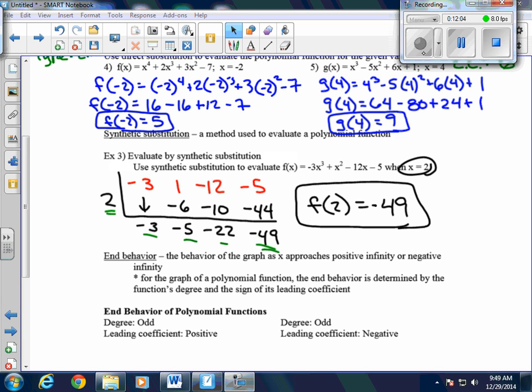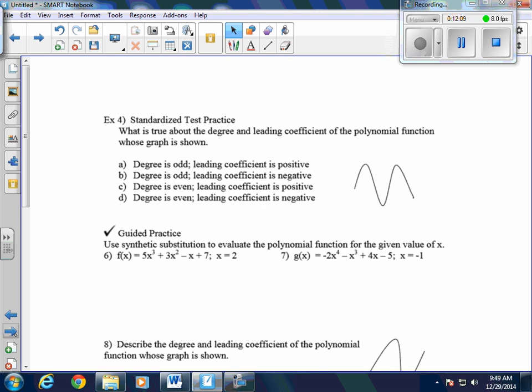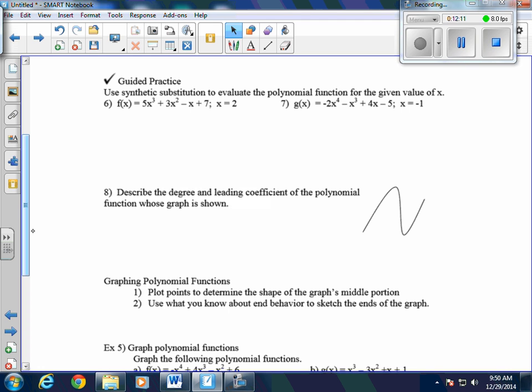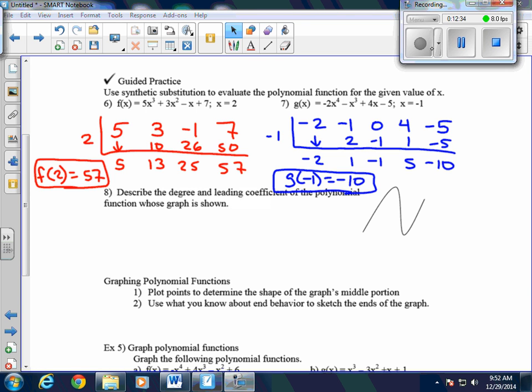So right now what I would like to do is jump down to the guided practice questions number 6 and 7, and we'll go back to talk about what we skipped there. But I want you to do questions 6 and 7 using synthetic substitution. All right, so go ahead and try questions 6 and 7. Hit pause on the video until you get those done, and then you can hit play when you are ready to move on. And here are the answers that we get when we do questions 6 and 7.